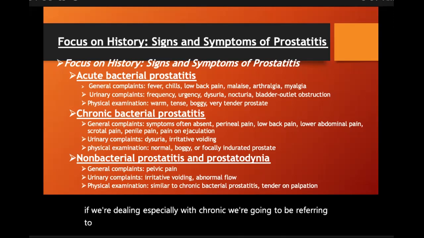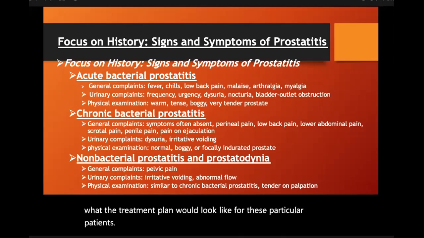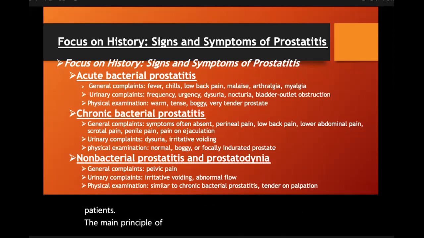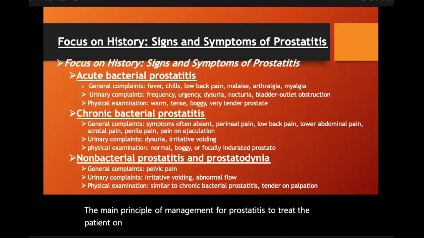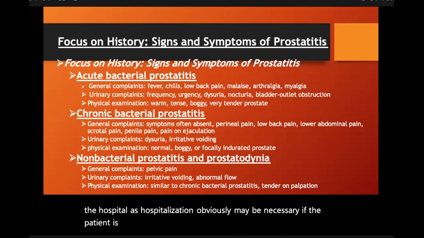But it's good for you to know and be aware of what the treatment plan would look like for these particular patients. The main principle of management for prostatitis is to treat the patient on an outpatient basis if he does not have a fever. However, an extremely ill patient with bacterial prostatitis should be treated in the hospital, as hospitalization may be necessary if the patient is toxic, immunocompromised, has a proven or suspected abscess, or has signs of urosepsis.